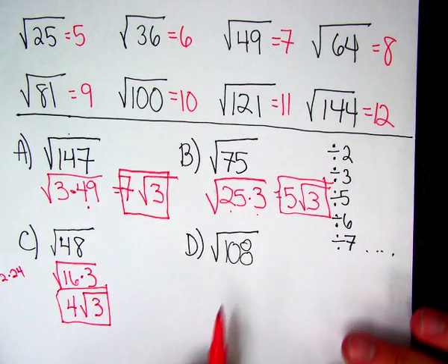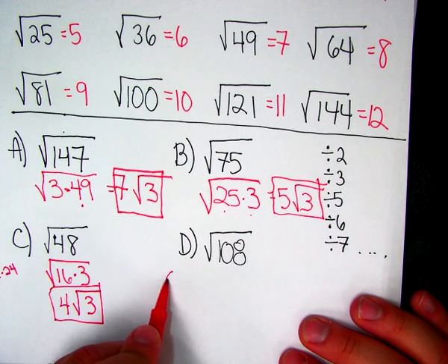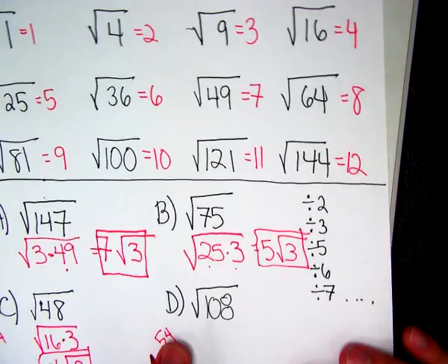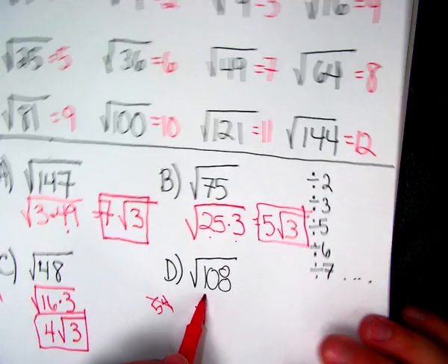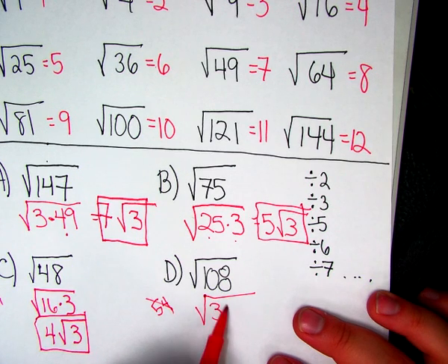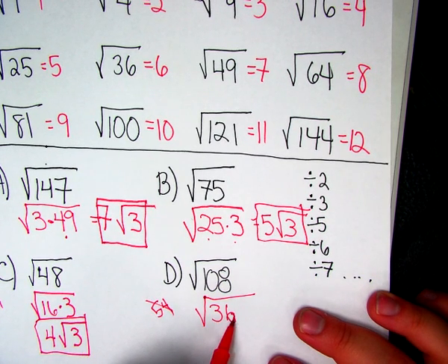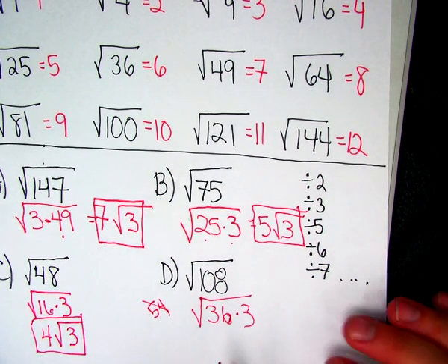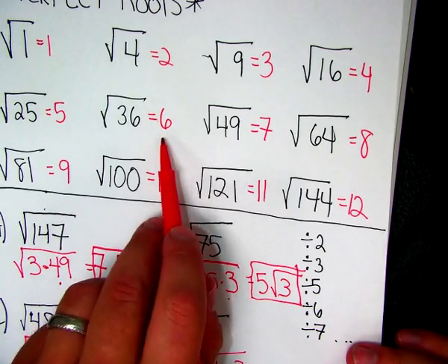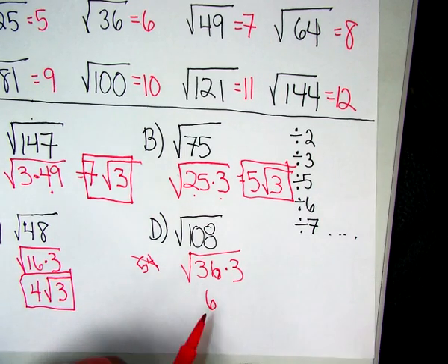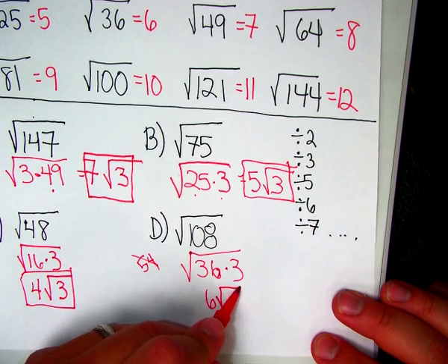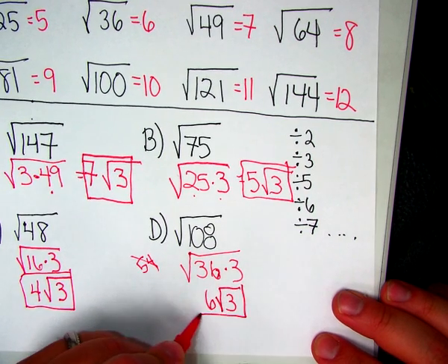Try dividing by 2 for 108, and we get 54. Well, 54 is not one of our perfect roots, so let's go on to 3. 108 divided by 3 is 36. So we get 36 and 3. 36 is a perfect square. We got it right here. So square root of 36 is 6. And then we have the square root of 3. So 6 square root of 3 is our final answer there.